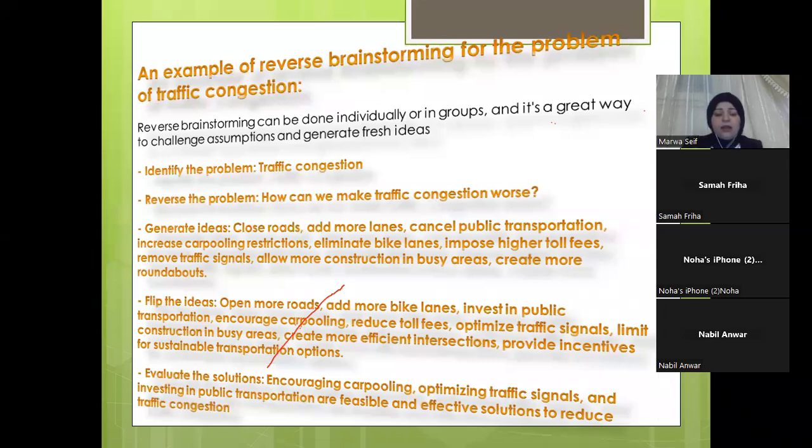So then they start flipping the ideas. They write open more roads, add more lanes, invest in public transportation, encourage carpooling, etc. And then they try to decide on which of these would be more applicable. So maybe you will find that encouraging carpooling, optimizing traffic signals, and investing in public transportation are the most effective and achievable, which means feasible solutions to reduce the traffic congestion. Okay, does it appeal to you, the reverse brainstorming technique? It's wonderful.